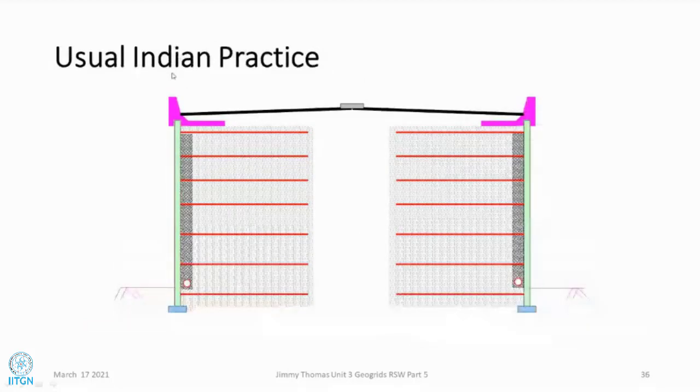So what we usually do in India is provide a drainage layer behind the panels or the blocks. Behind the facing, we provide a drainage layer. Earlier we used to provide something like 300 mm to 600 mm of aggregate. Now, as per MORTH, the minimum specification is 600 mm aggregate. As an alternative to this, people are also using geocomposite drains.